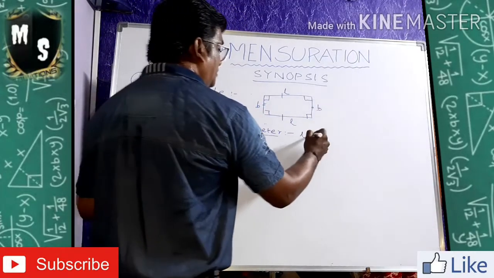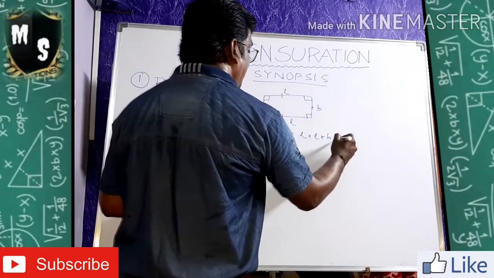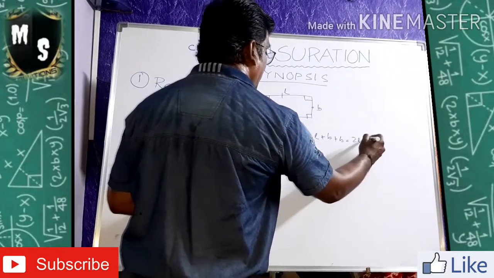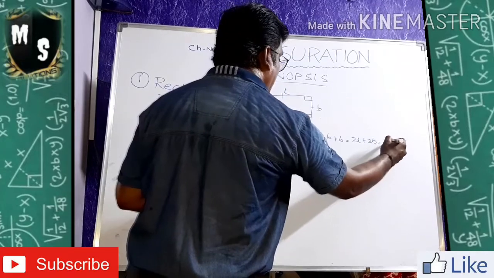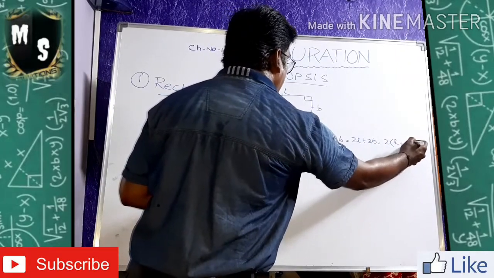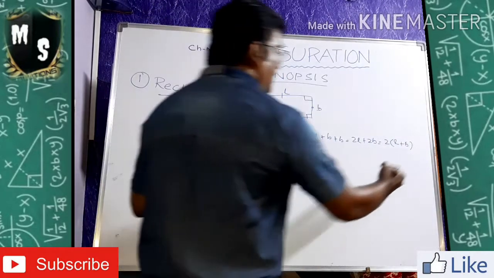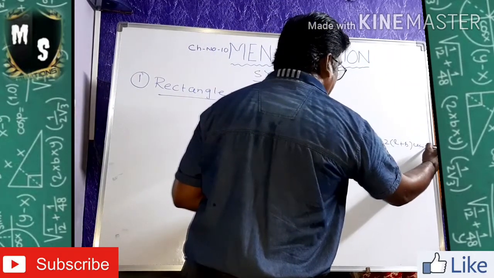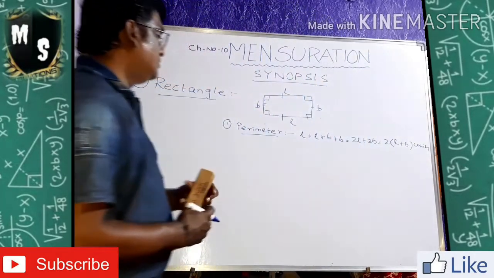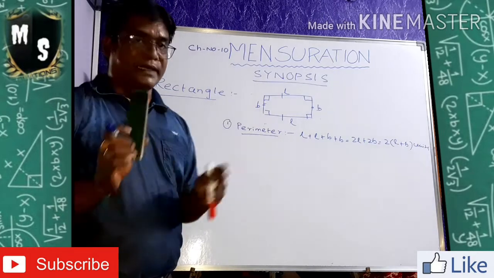So what is the sum of the 4 sides? L plus B plus L plus B, that is equal to 2L plus 2B. If 2 is common, then it is 2 into L plus B. And it will come in units, that means centimeter, meter, like that. So that is called the perimeter of a rectangle.